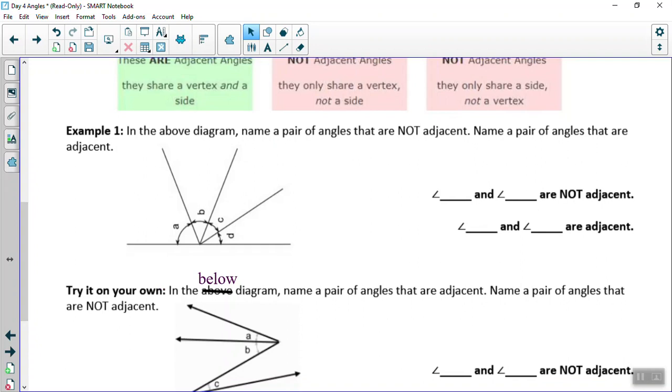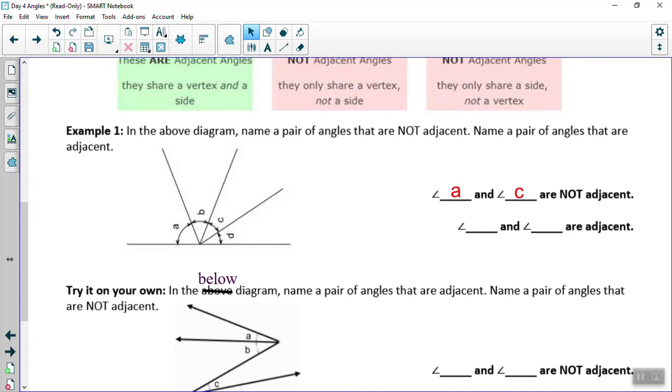So if I started with A, then I could say that another angle that's not adjacent to A could be C. We could also say that A and D are not adjacent. They do not share a common side. We could also say that angle B and angle D are not adjacent.